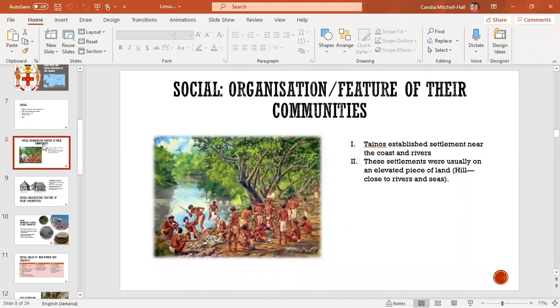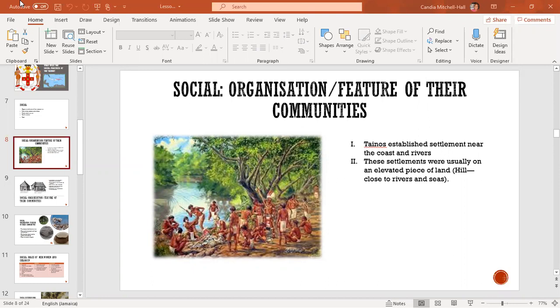Why do you believe that they settled near the coast and the river? So that it would be easier for them to get water and food. Water is very important, and because they were hunters, yes. And they did agriculture and fishing. They did transportation, like when they used canoes.